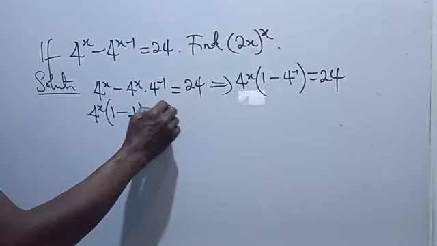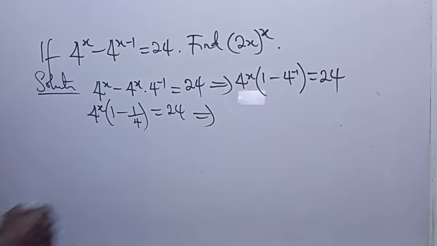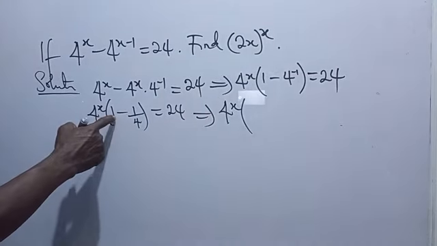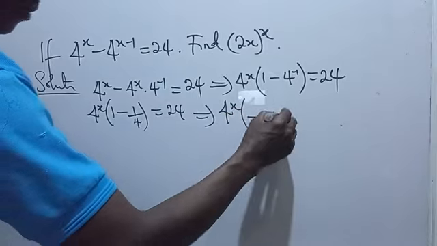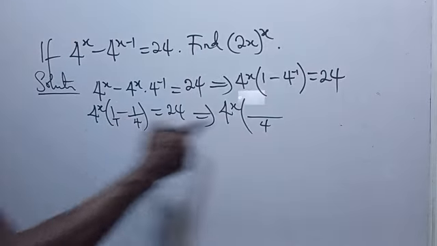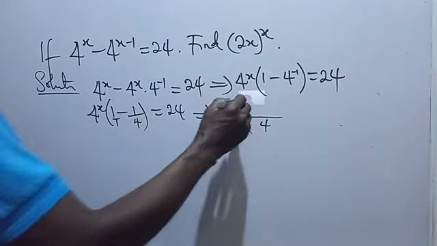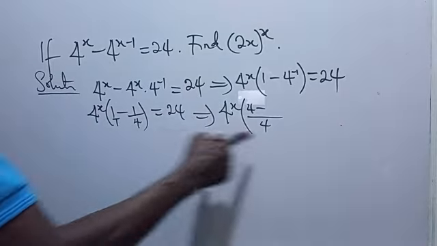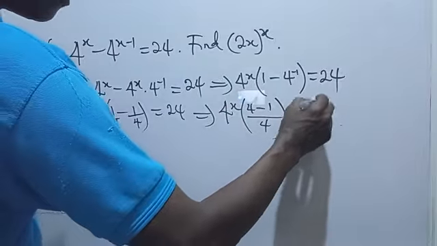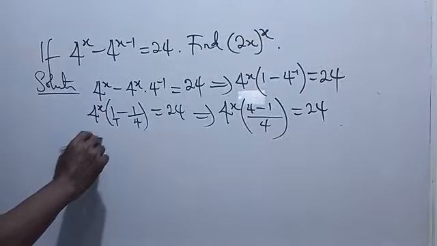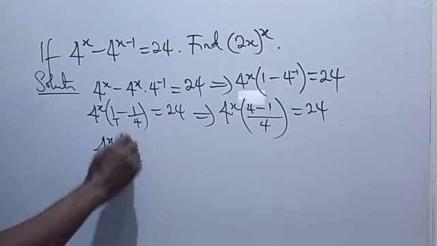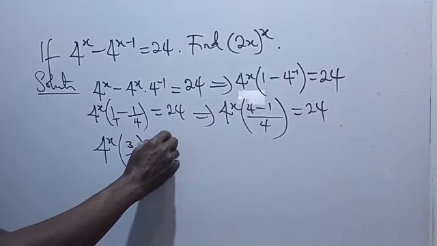So it's equal to 24. This will imply 4 raised to power x multiplied by, if you subtract, you add the LCM. The LCM of 1 and 4 is 4. 1 in 4 is 4. 4 times 1 is 4, minus 4 in 4, that's 1. 1 times 1 is 1, equal to 24. I hope you get that. So 4 raised to power x now, this will be 3 over 4, is equal to 24.